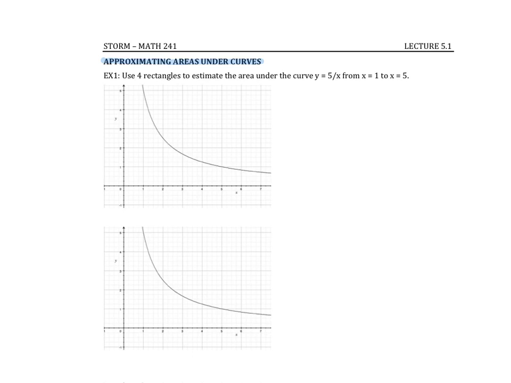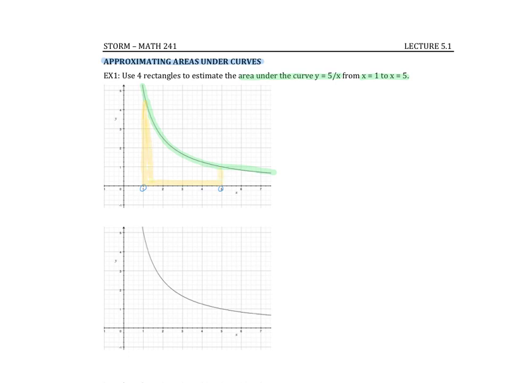Let's go ahead and look at this curve here in example 1. Let's say I wanted to compute the area under this curve, which is 5 over x. I want to compute the area from x equals 1 to x equals 5. So I want to look at from 1 to 5. I'm going to have some area, which would be represented by this highlighted region.